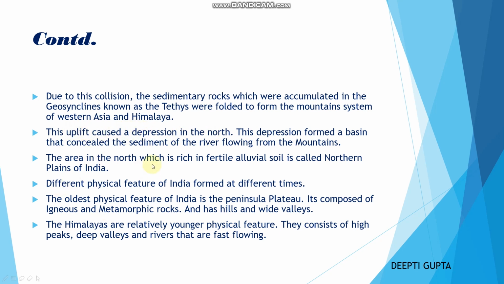The area in the north which is rich in fertile alluvial soil is called the northern plains of India. This particular soil, alluvial soil, is very fertile in nature. This is all because of the water and the rivers coming from the mountains. Different physical features of India formed at different times.